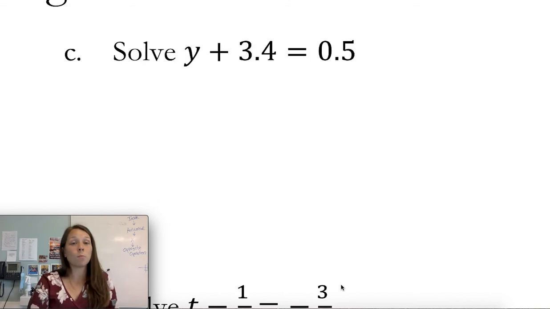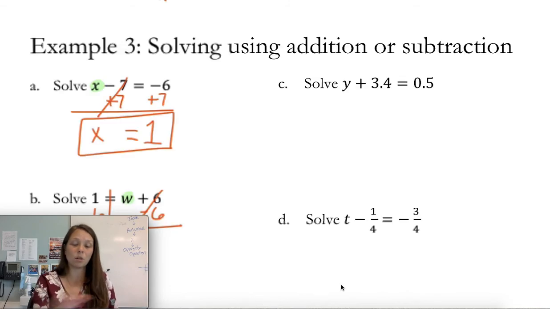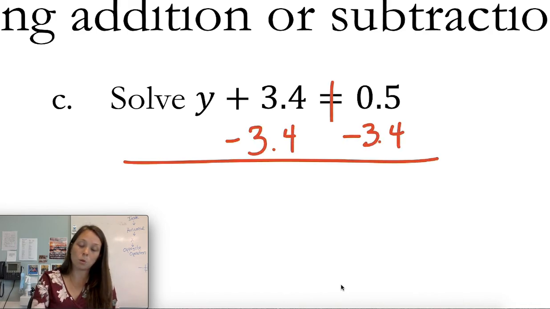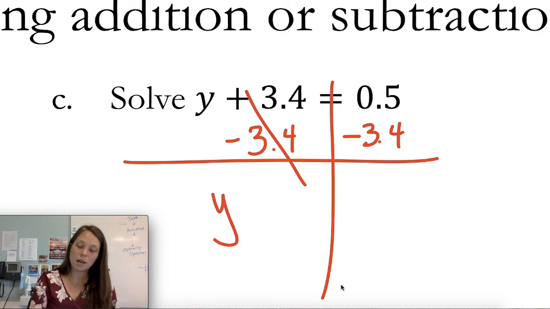I want you to work on parts C and D on this example on your own. Pause the video, then press play to see the answers. So looking at C, I'm going to subtract the 3.4 on both sides of the equal sign, and that is going to leave me with y equals negative 2.9.